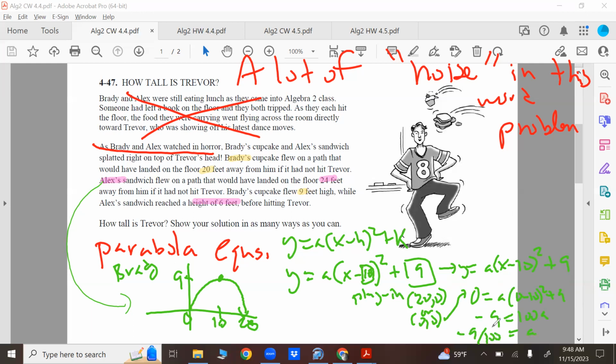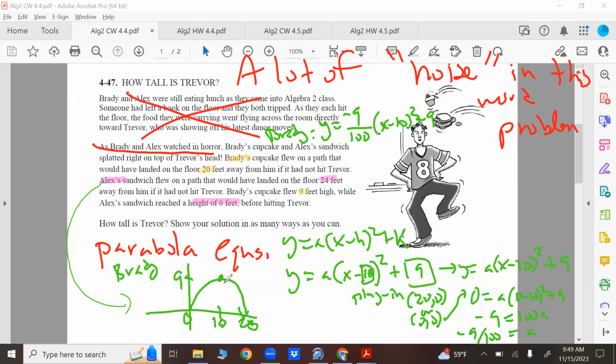So that's your equation for Brady. Brady's equation is clearly, sorry, y equals negative 9 over 100 (x minus 10) squared plus 9. Okay. And it said that they both hit him on the head, right? Okay. So definitely hit him somewhere.